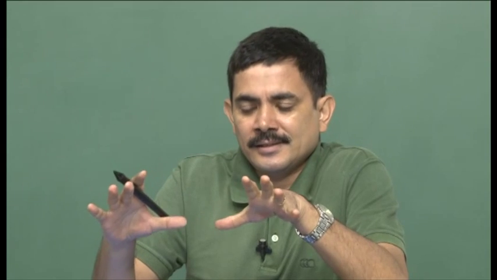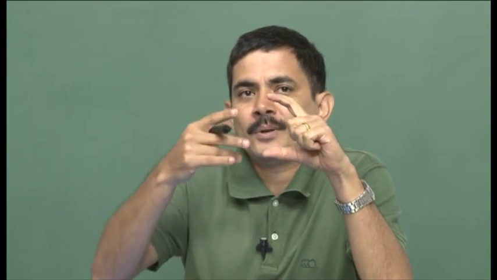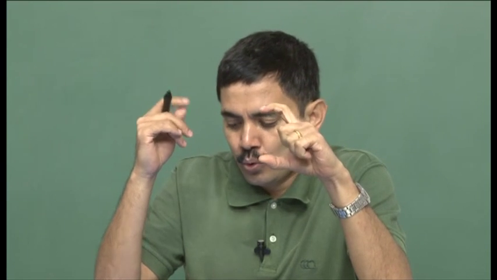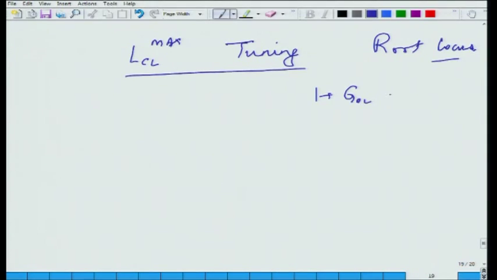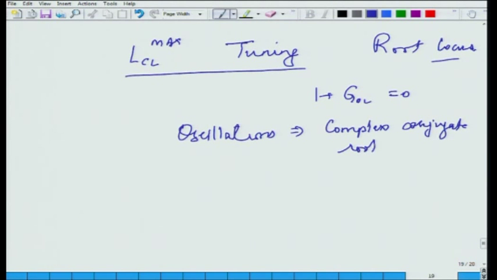Now, what I want is that the fact that there are oscillations tells us that there are at least two roots which are complex conjugate. Two roots of the characteristic equation 1 plus G open loop equal to 0. Oscillations imply complex conjugate root pairs. And if you look at, well, maybe I need to cover this also.